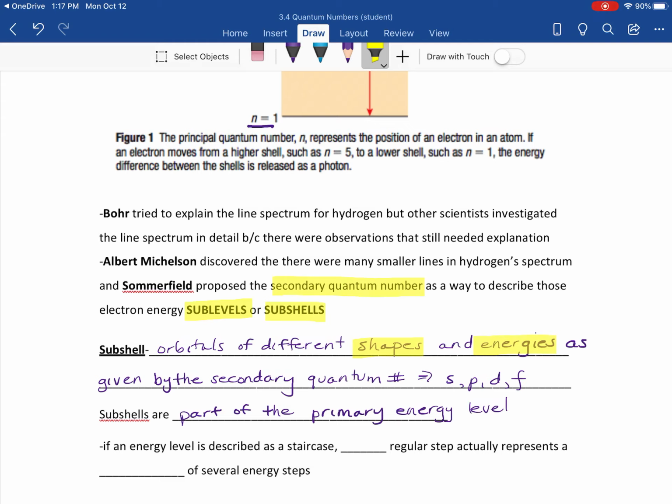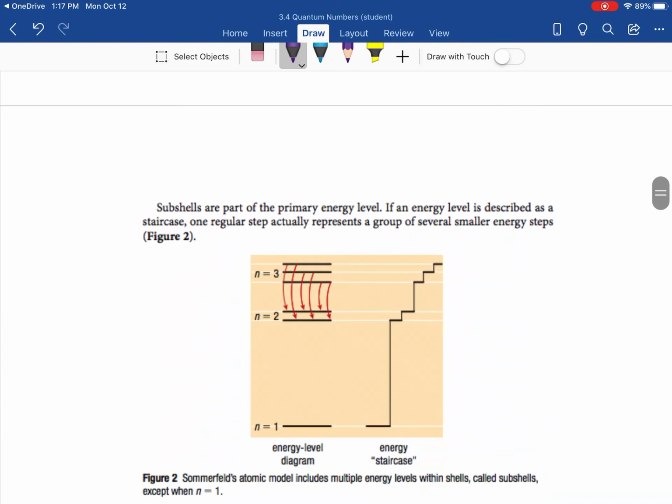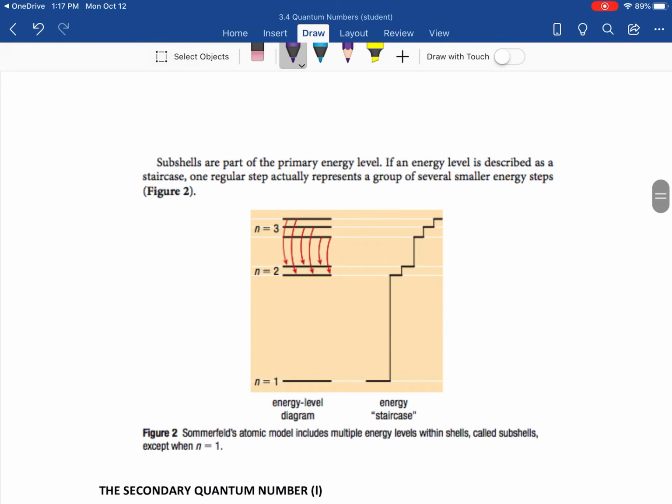So if an energy level is described as a staircase, which we all know you can only take one full step, you can't go in between, one regular step actually represents a group of energy levels. Okay, so let's take a look at this picture here. Hopefully that clarifies what I just said. All right, so let's take a look here. See how I have my first energy level. That's a low amount of energy. Okay, so let's just label this. So energy.